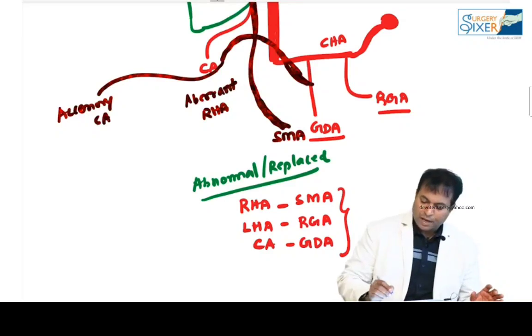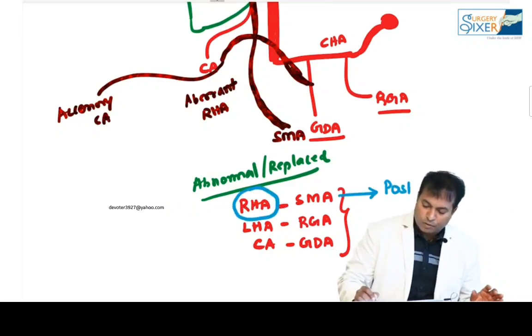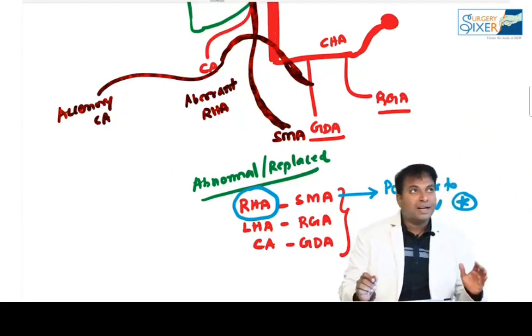And an interesting MCQ here is that the abnormal right hepatic artery coming from the superior mesenteric artery runs posterior to the portal vein. Please don't forget this point. It runs posterior to the portal vein.